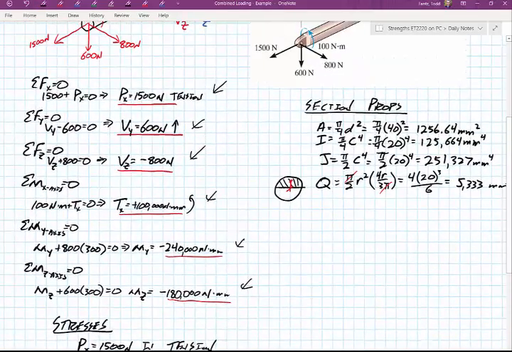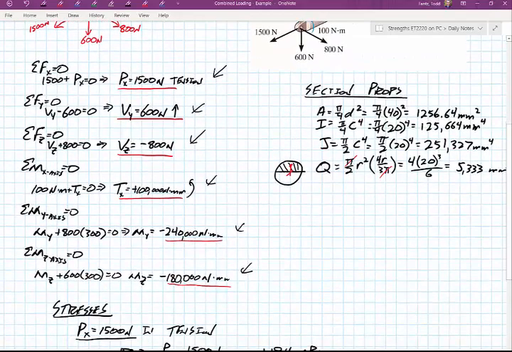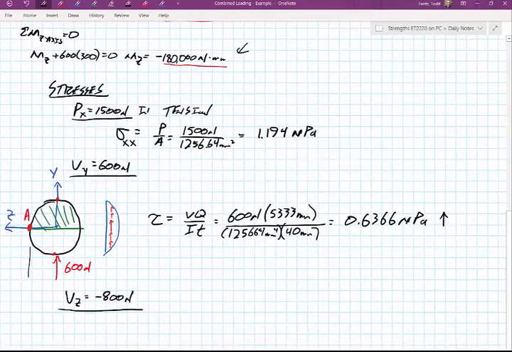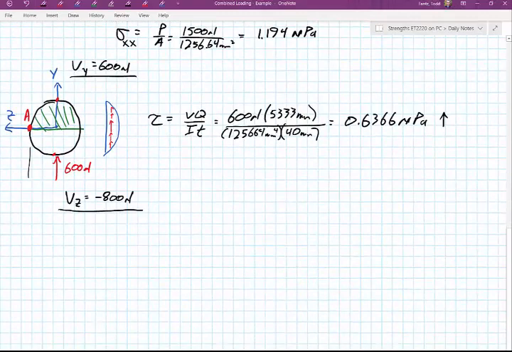Two of them are down. The next one is my Vz is negative 800 newtons. So once again, what you're going to want to do is draw that same cross section.